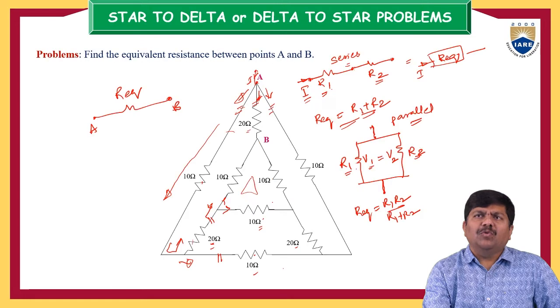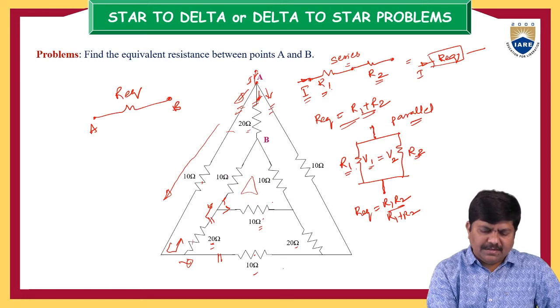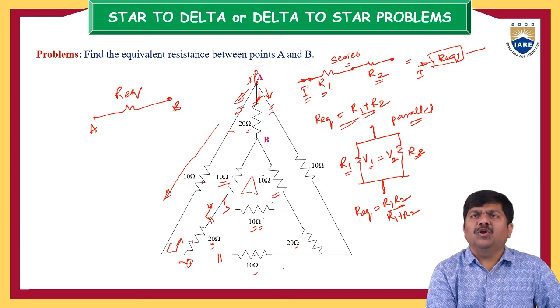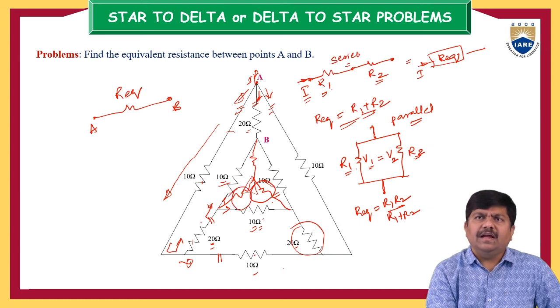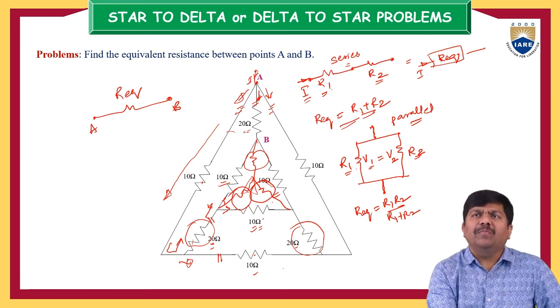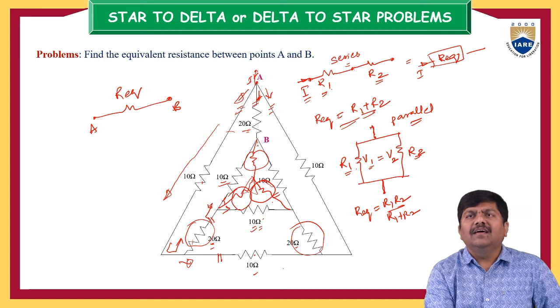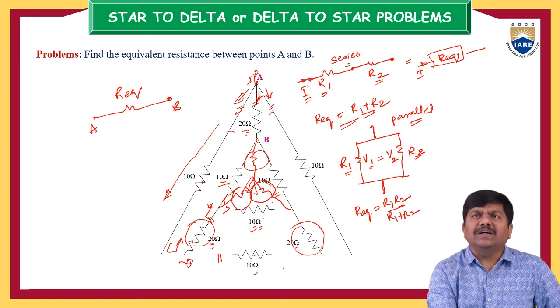If you observe here, this internal delta has a 10 ohm resistance, this is again 10 ohm, this is 10 ohm. These three resistances are connected in delta fashion. If we convert or transform this delta to a star, then what happens? This element and this element go in series. This element and this element again go in series. This element may appear to be in series with the 20 ohm, but they are asking us to find the equivalent resistance between A and B, so don't make use of this 20 ohm resistance in the reducing process. Only at the end do you have to touch this 20 ohm resistance.